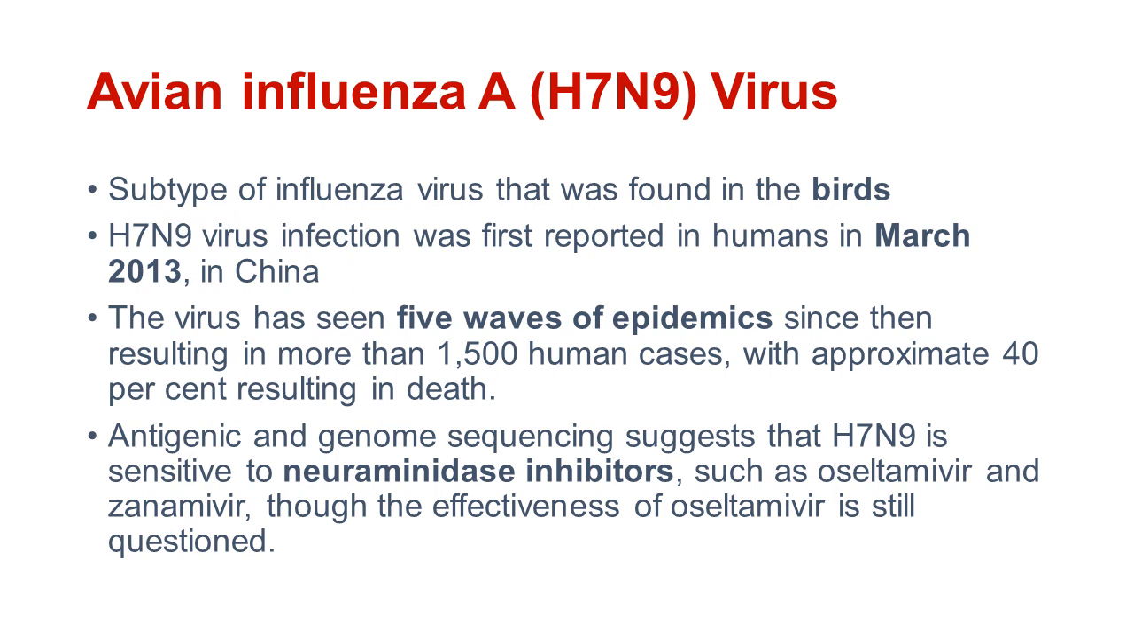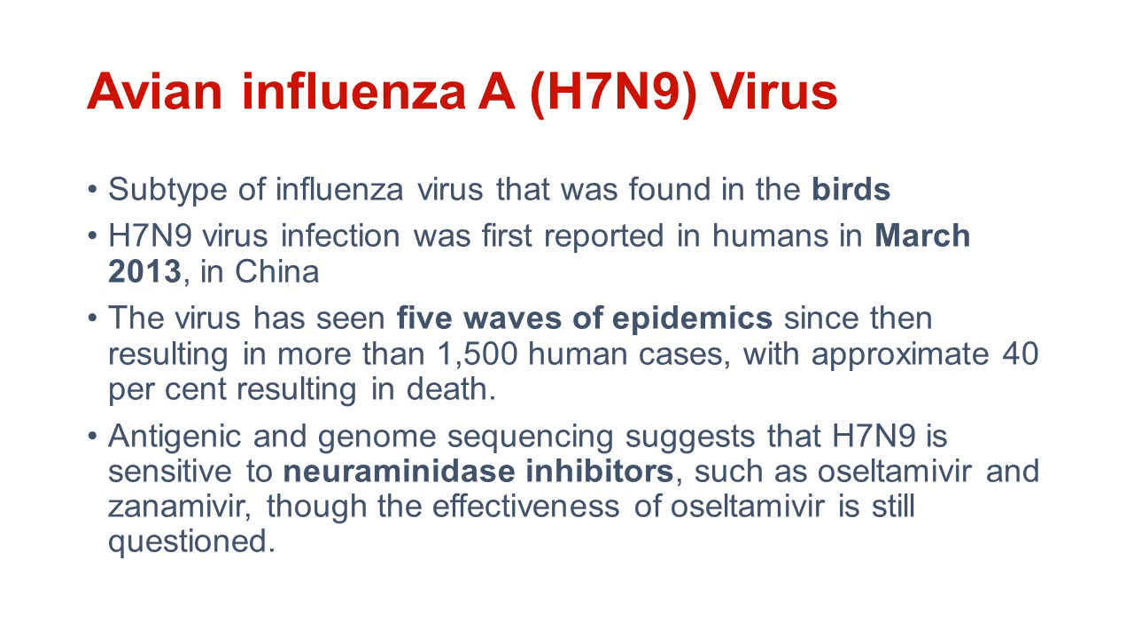First one is going to be avian influenza A H7N9 virus. As the name implies, this is caused by birds. It is a subtype of the influenza virus. In humans, it was first reported in 2013 in China. After this first case, there were 5 waves of epidemics due to this virus, out of which more than 1,500 human cases were infected, and 40% resulted in death.